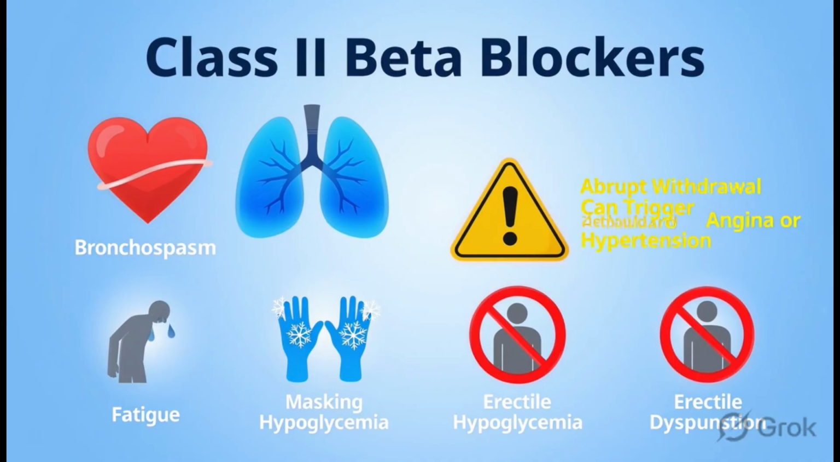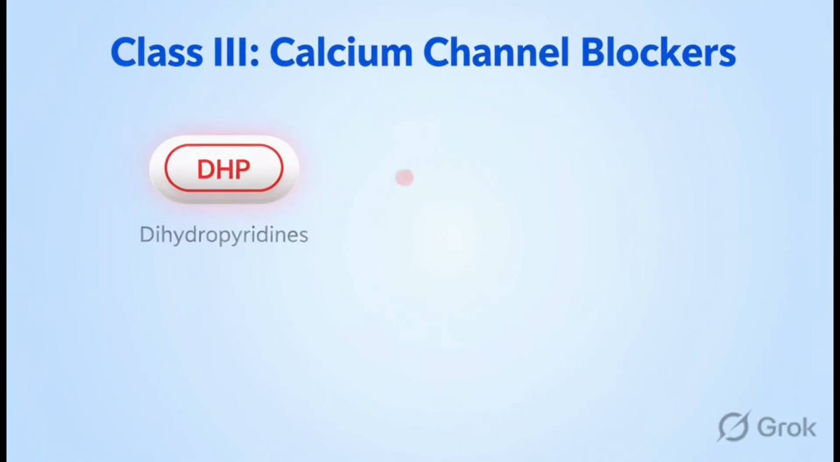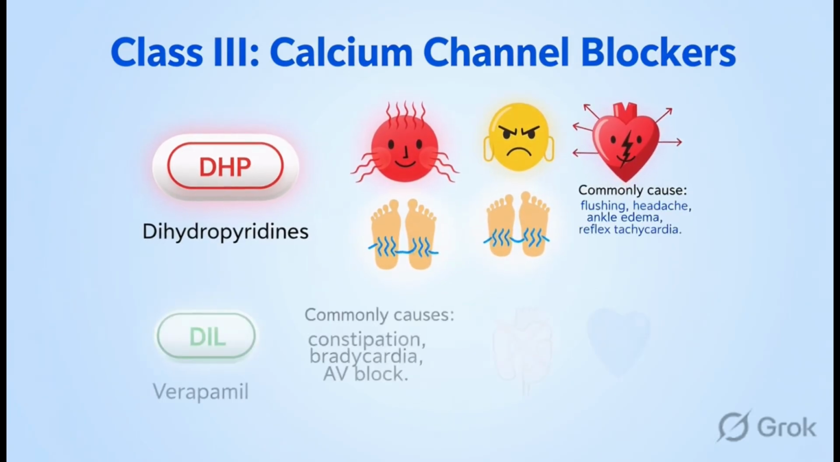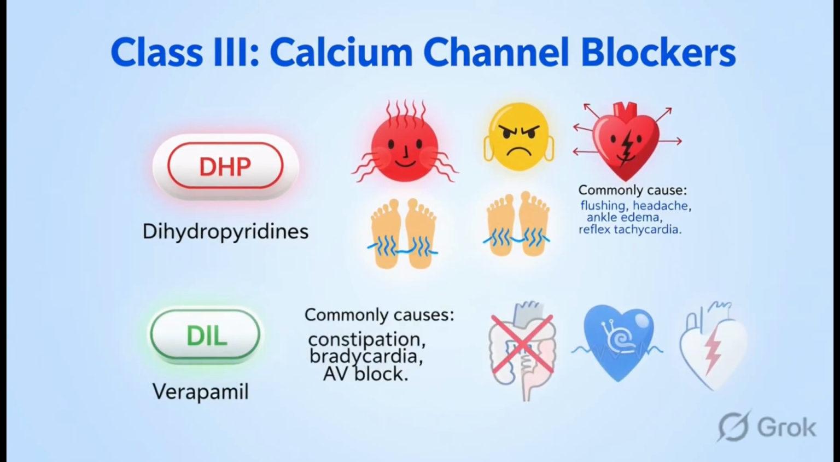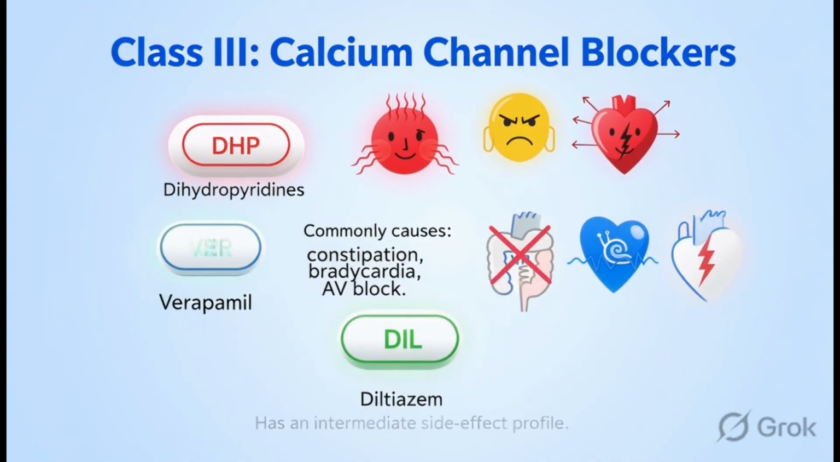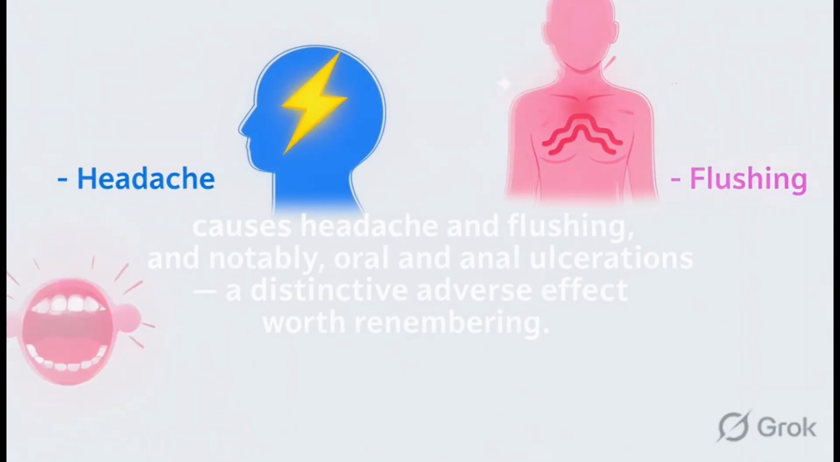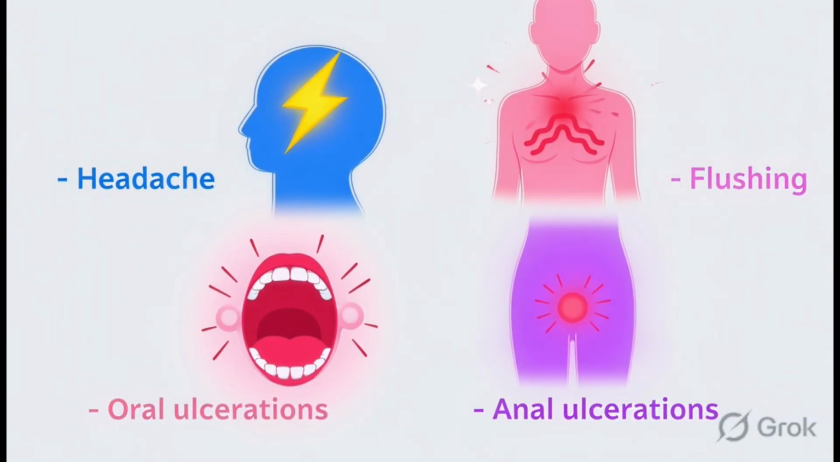Class 3, calcium channel blockers. Dihydropyridines commonly cause flushing, headache, ankle edema, and reflex tachycardia. Verapamil commonly causes constipation, bradycardia, and AV block. Diltiazem has an intermediate side effect profile. Class 4, Nicorandil, causes headache and flushing, and notably oral and anal ulcerations, a distinctive adverse effect worth remembering.